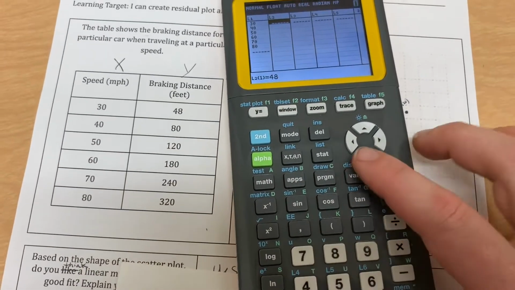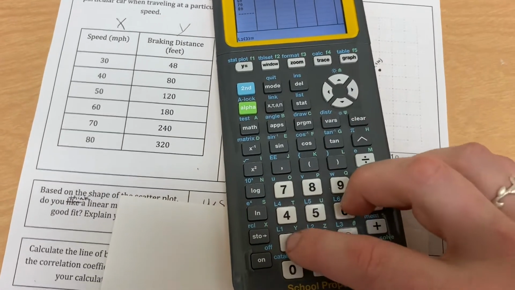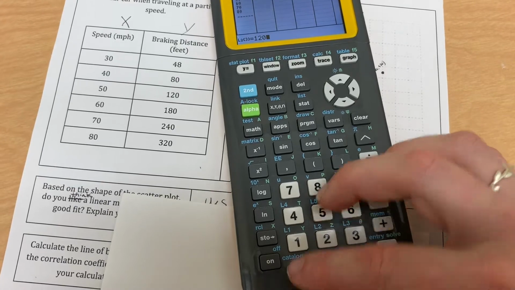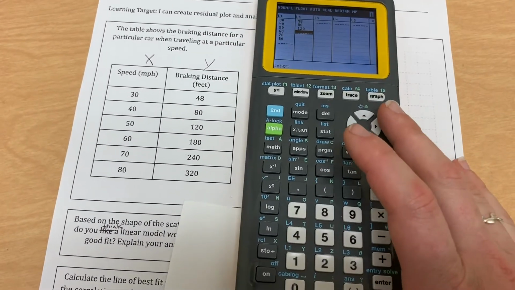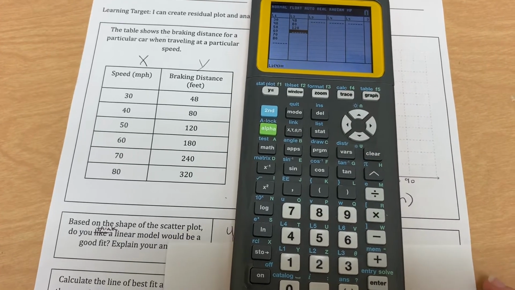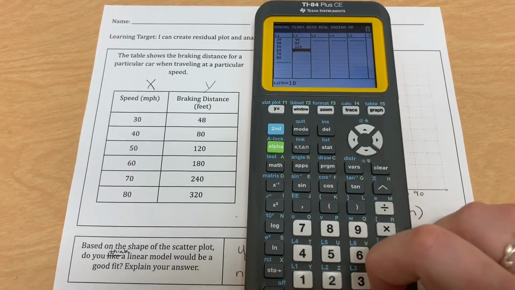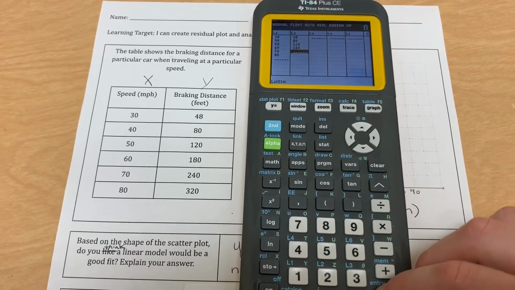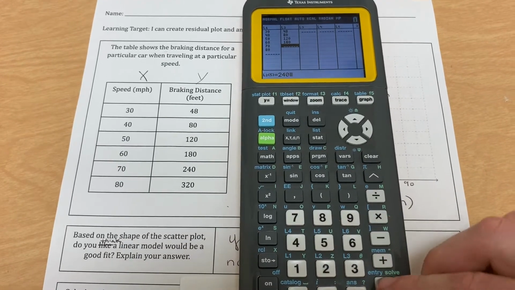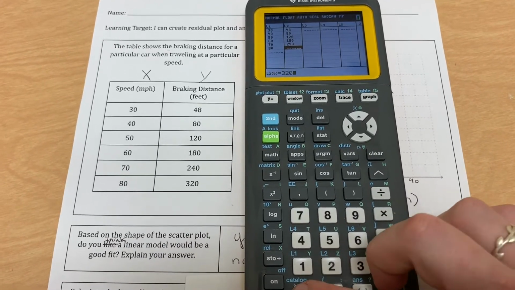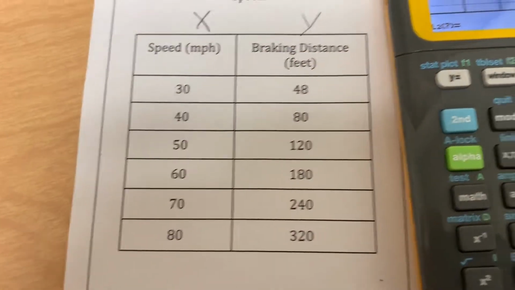And then the y values: 48, 80, 120, 120, 180. I guess I just press enter. 240 and 320. I gotta make sure these are the same as those.